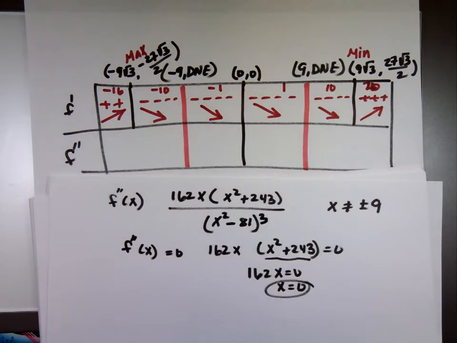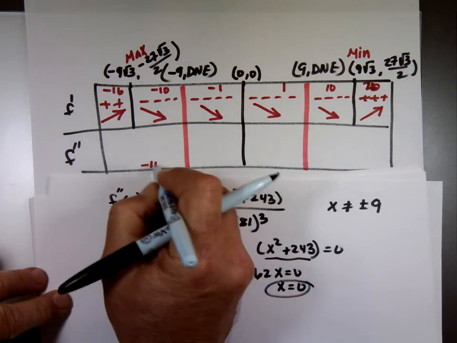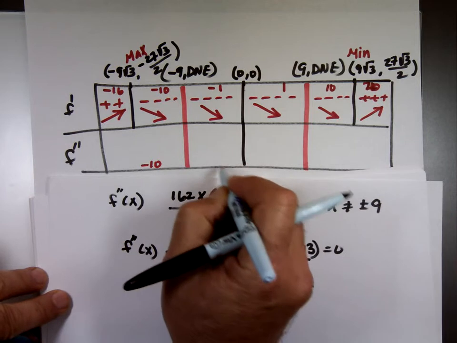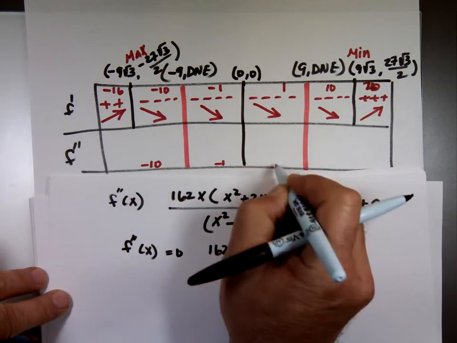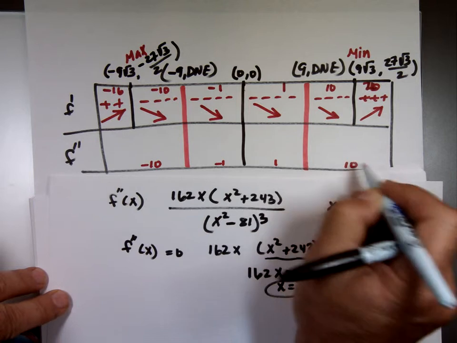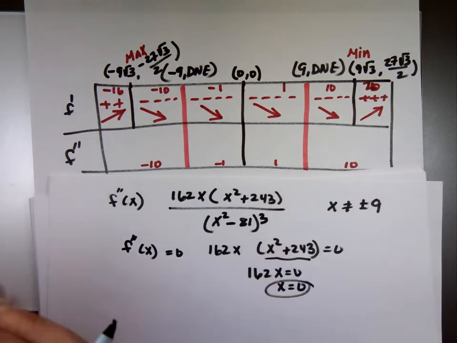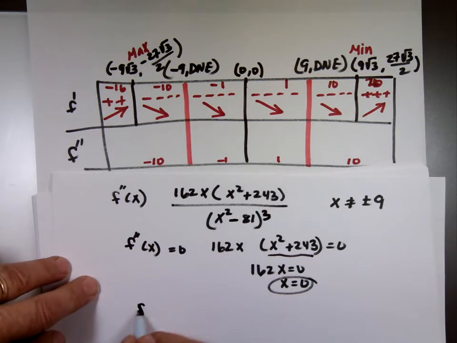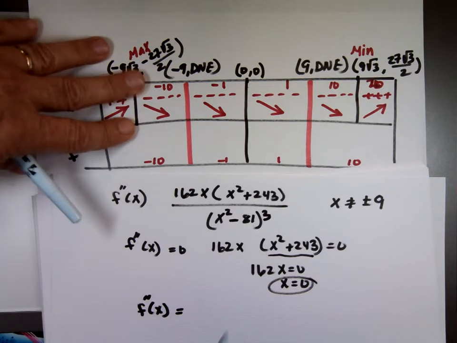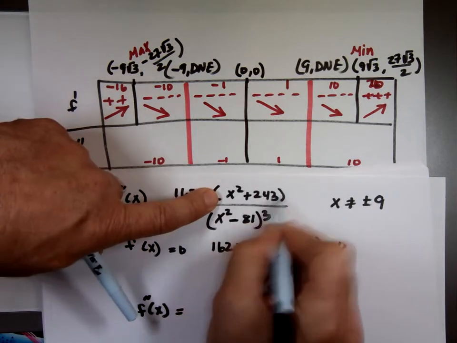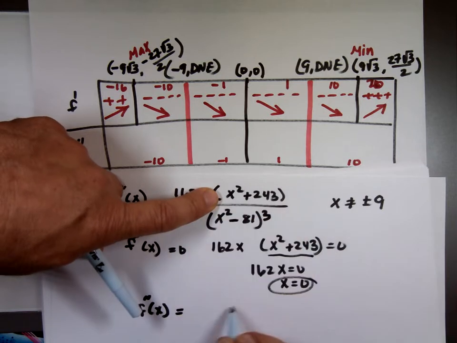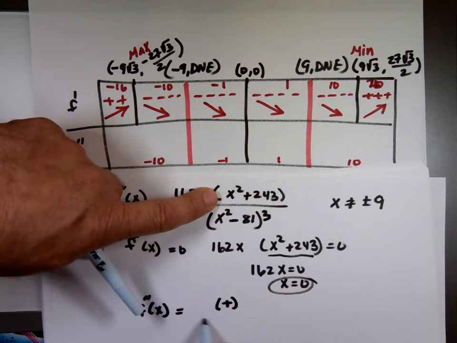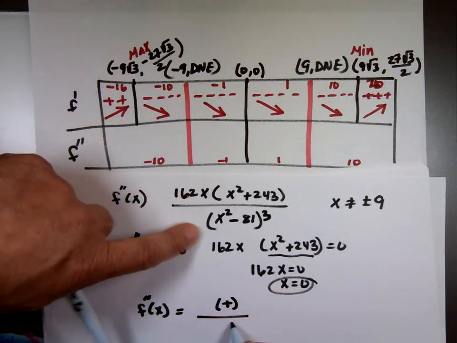Let me pick a value less than minus 9. About negative 10 is good. Between minus 9 and 0, negative 1. Between 0 and 9, how about a 1? More than 9, how about a 10? And let's plug them into the second derivative. Now let's look at the second derivative. This piece here is always what? Positive. That piece is always positive. This one could be anything. So let's look at it for negative 10 first.